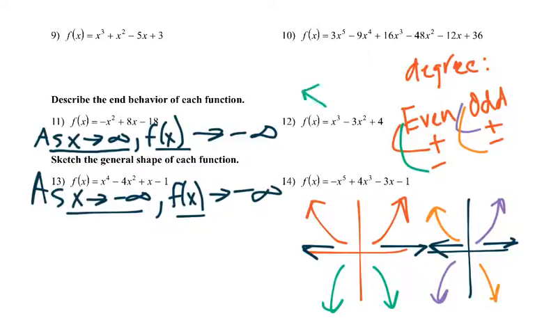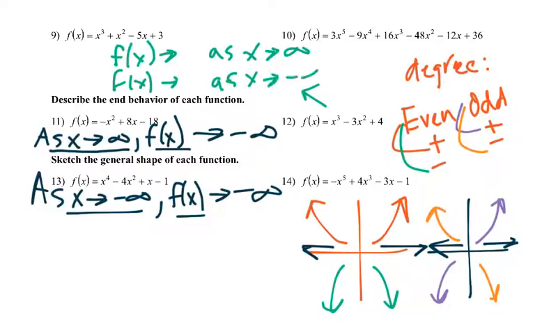For number 12, let's write it up here. So let's show that you can do it backwards. f of x does what as x approaches positive infinity to the right, and as x approaches negative infinity to the left. Okay, so 12, we've got an odd and a positive. So odd positive, oh, wrong one. As we go right, we go up. So as we go to the right, we go up. And as we go left, we go down. So as we go to negative infinity, we go to negative infinity.